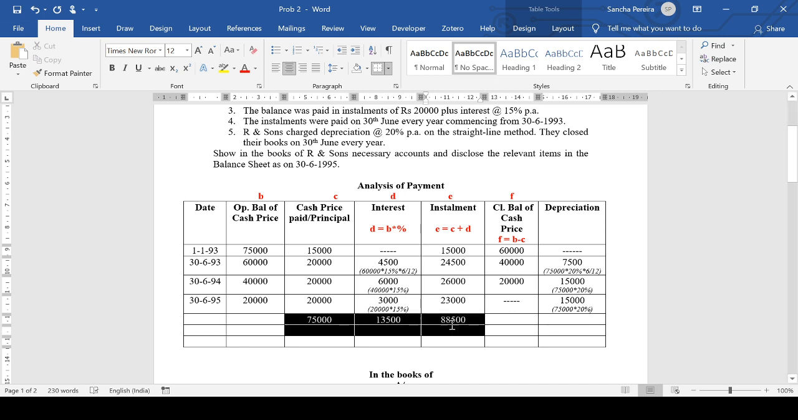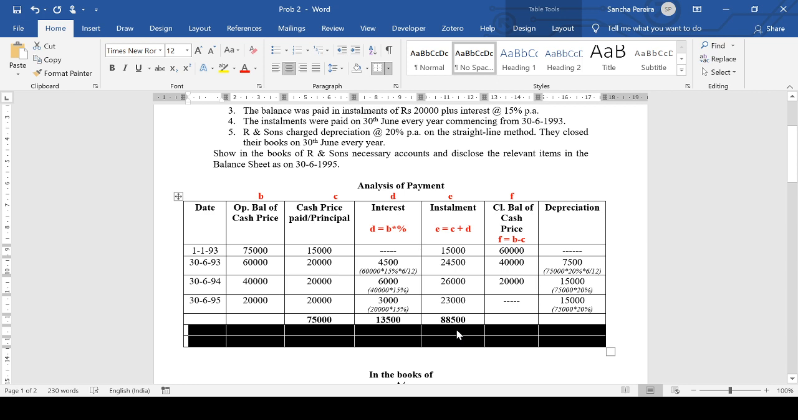So basically our cash price was 75,000 like they originally told us. The total interest that we have paid is 13,500, and the hire purchase price, which is your cash price plus your interest, is 88,500. So if you had bought the printing press by paying upfront, not in installments, you would have paid only 75,000. But since you bought it on a hire purchase basis, we've ended up paying 88,500, because of the interest component that we have paid.